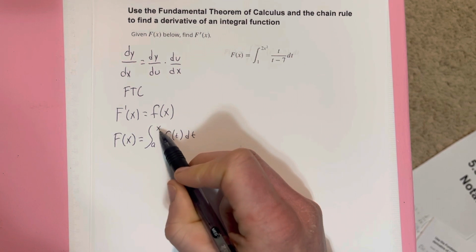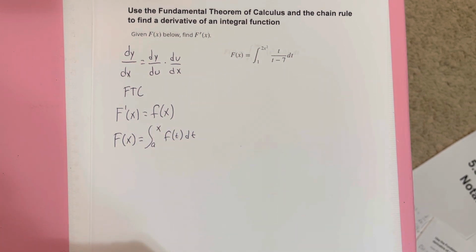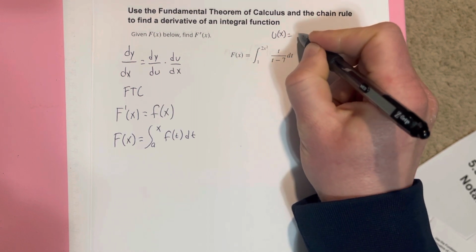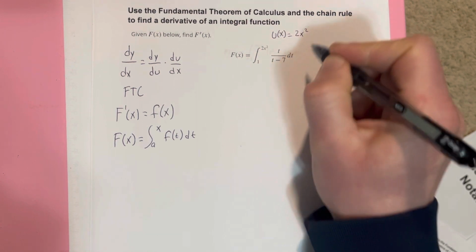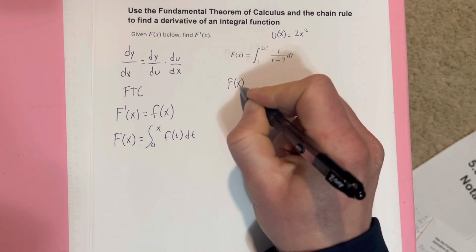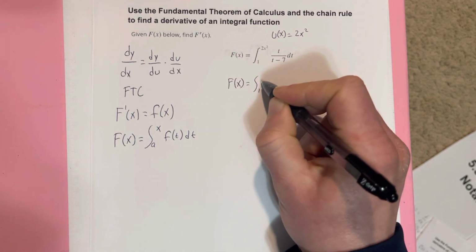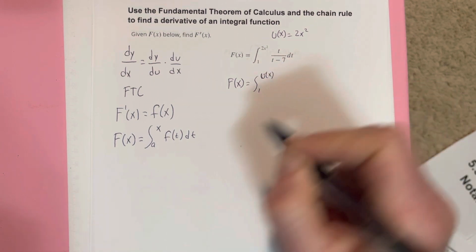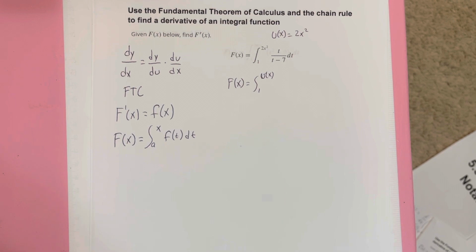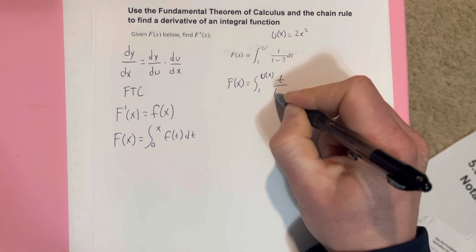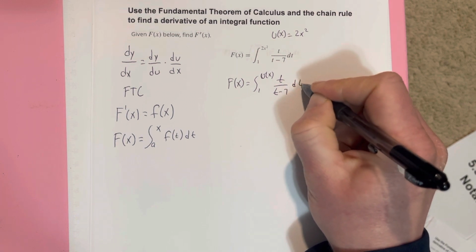Well, what we're going to do is replace this whole 2x squared piece with a different variable other than x. We're going to actually use u of x. So at the top, we're going to say u of x is equal to 2x squared. So we're going to write this as F of x is equal to the integral from 1 to u of x of t over t minus 7 dt.